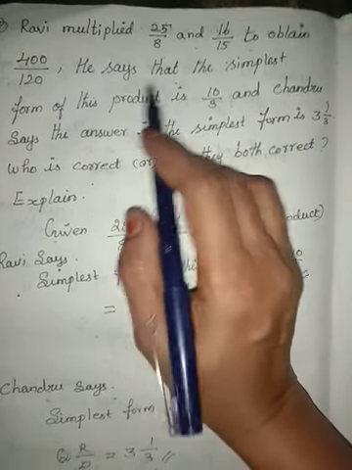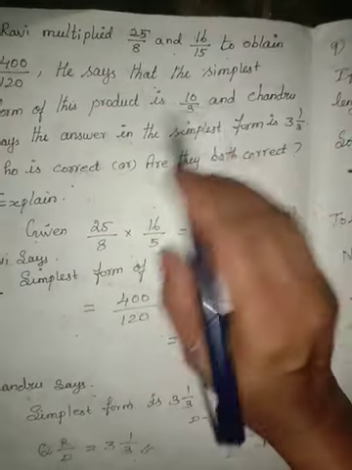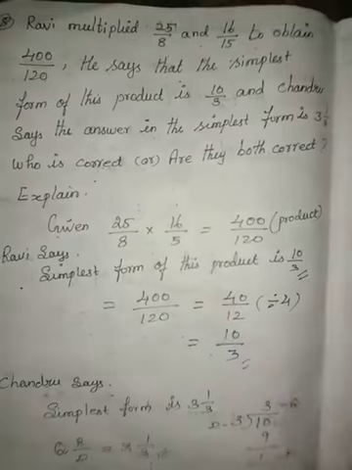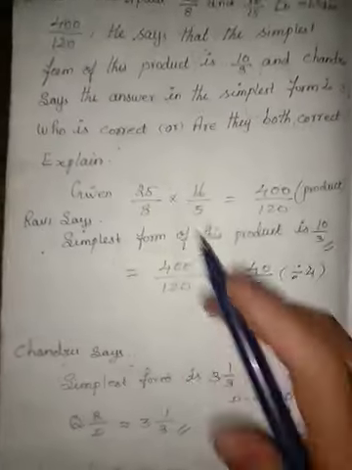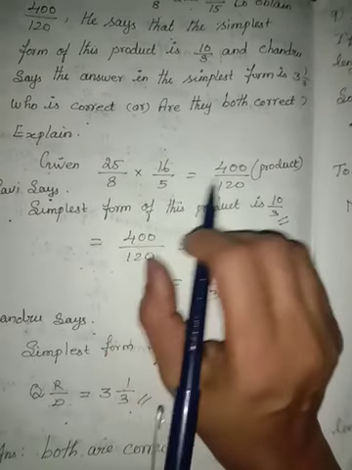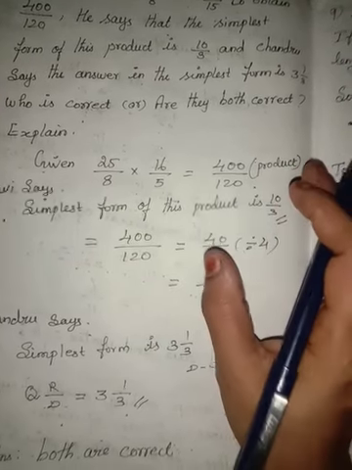Ravi multiplied 25 by 8 and 16 by 50 to obtain 400 by 120. He says that the simplest form of the product is 10 by 3. And Chandru says the answer in the simplest form is 3 1 by 3. Who is correct? Are they both correct? Explain. The given statement is the product of two rational numbers, and the result is 400 by 120.